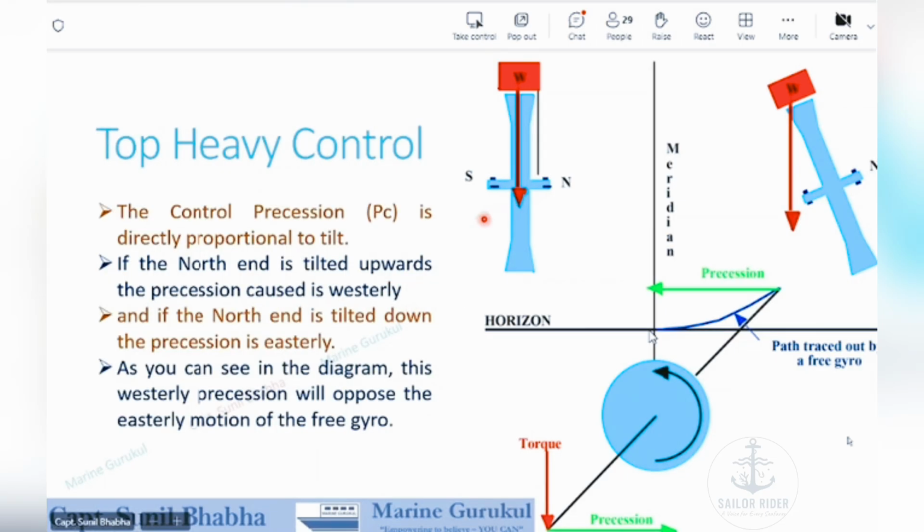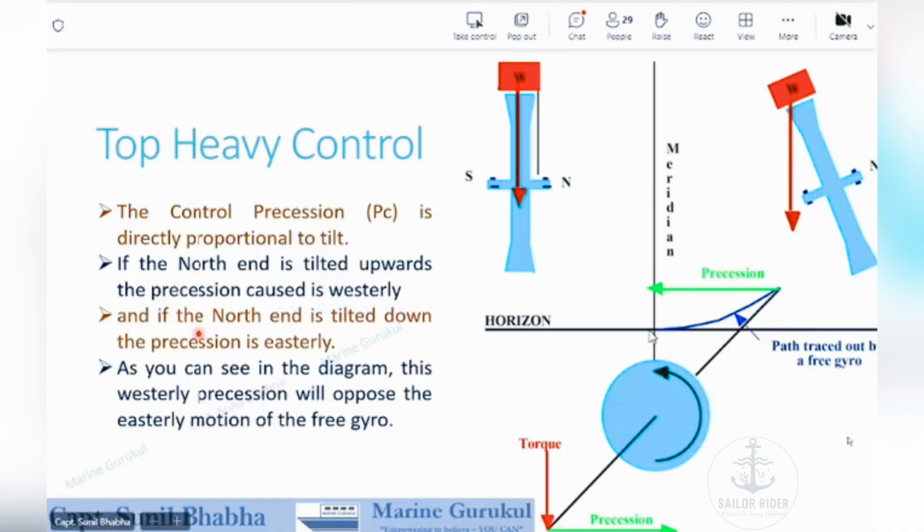You can easily see from these diagrams, the spin axis was horizontal here. There was no torque being generated because of the top heavy weight. Now in this diagram, you see an upward tilt of the north end of the spin axis, the weight acting downwards on the south end. And if you come back to this diagram now, weight acting downwards on the south end generates an easterly precession in the south end of the spin axis, and at the same time generates a westerly precession in the north end of the spin axis.